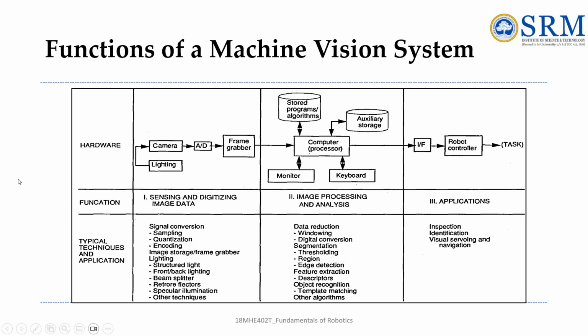So that is all about the vision system for robots, and this is about the functions of a machine vision system. Just a gist of the machine vision system. It's a broader area. That is all about it.